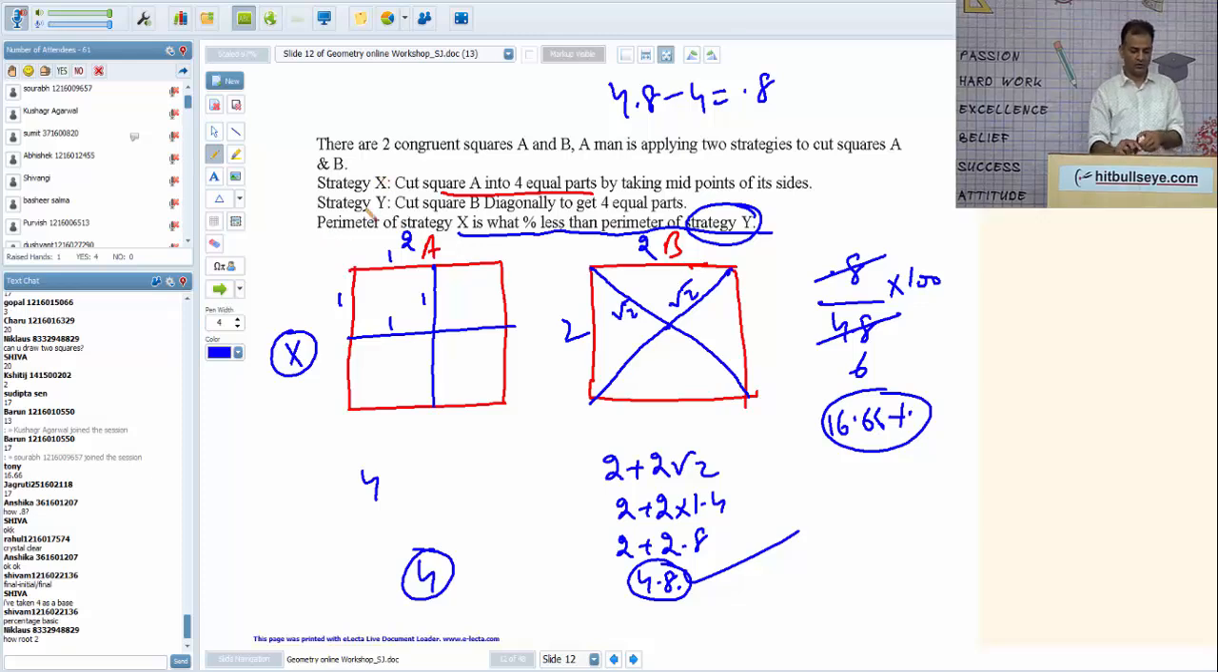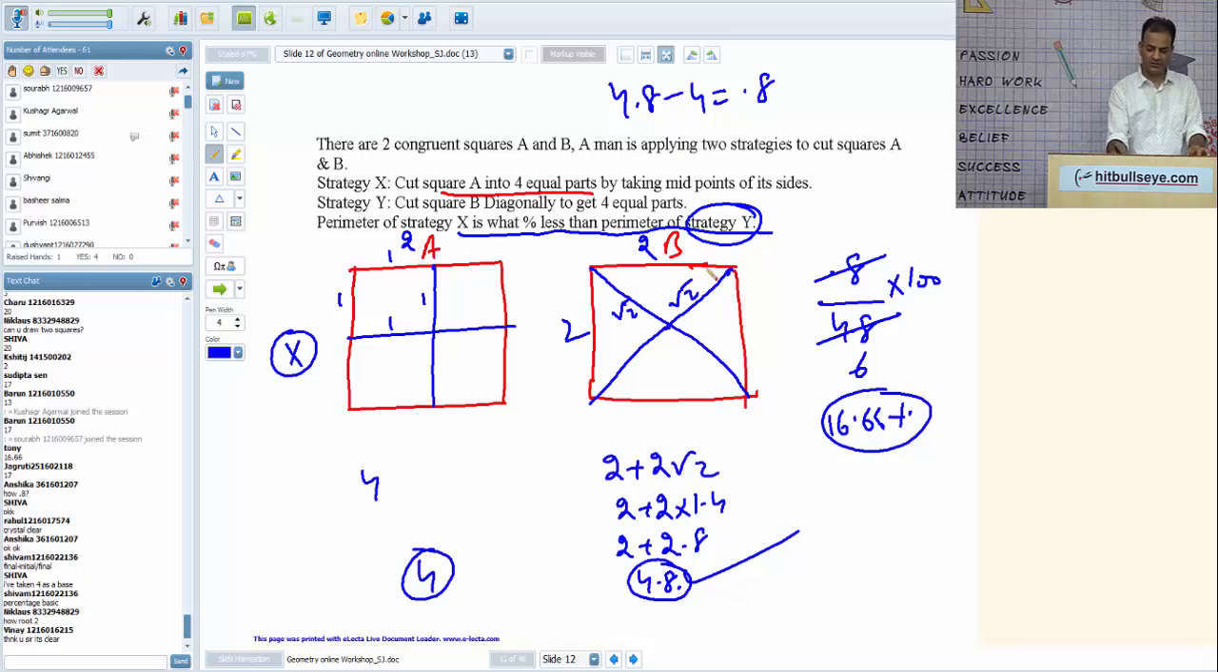Nicholas, how root 2? You know the square. If this is 2, it will be 2 square plus 2 square equal to diagonal square. 8 equal to diagonal square. So 8 will be 4 into 2, so it will be 2 root 2. Nicholas, basic.